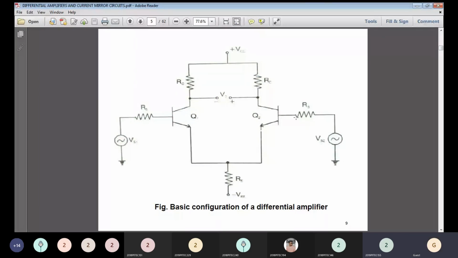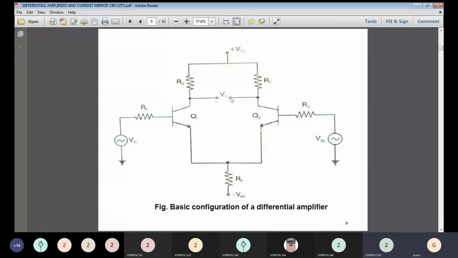For transistor Q1, we are feeding an input VS1, and here we are feeding a VS2 input. For biasing the circuit, we are giving an external DC supply, plus VCC. This is your RC resistance, and we take the output of the differential amplifier from two terminals: the Q1 collector point, C1, and the Q2 collector point, C2. The required output is V0 equal to what?